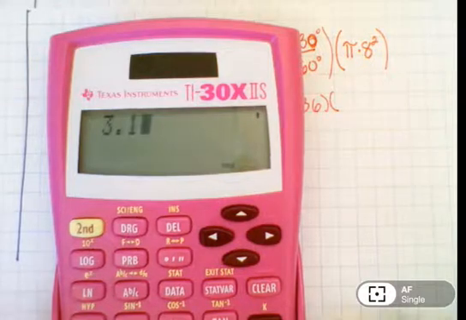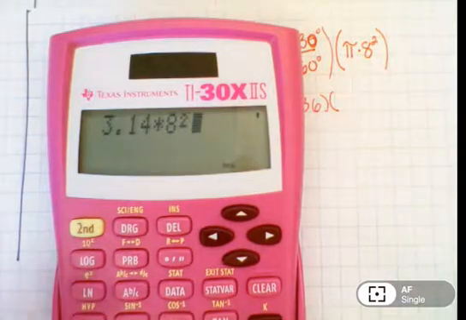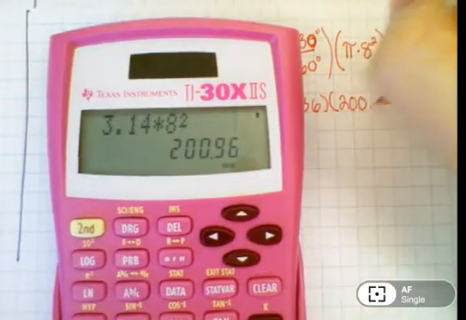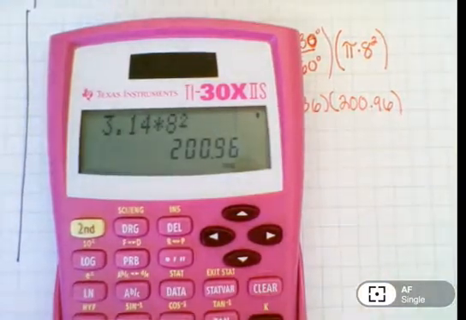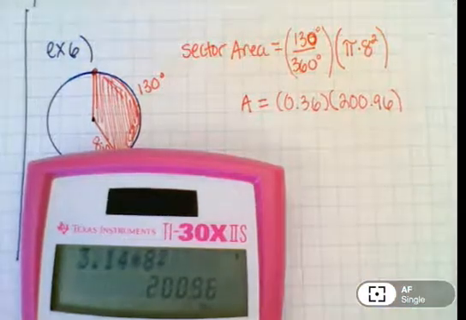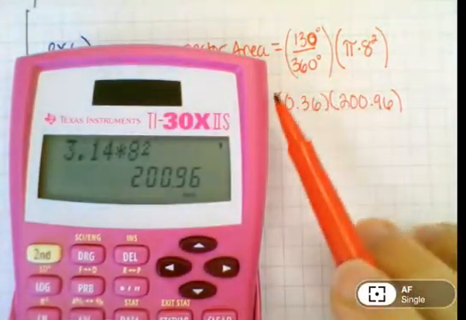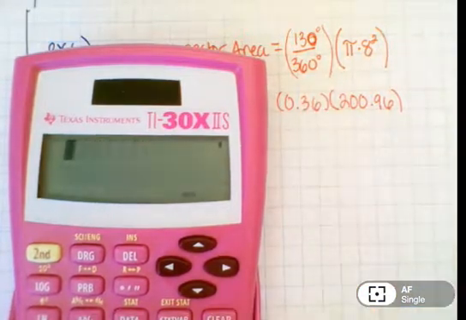And then I'm going to go ahead and figure out what that is as an approximation. So 3.14 times 8 to the second power is 200.96. And so all I have to do now is multiply those two numbers together. This is the area of the entire pizza, and I'm multiplying that by a decimal, which represents the portion of the pizza that Everett ate.